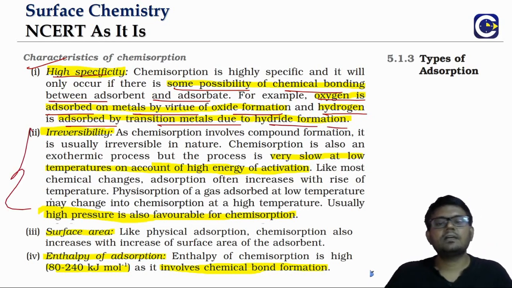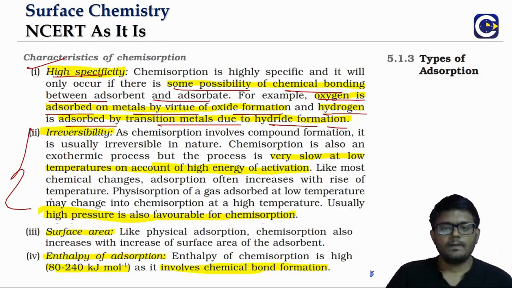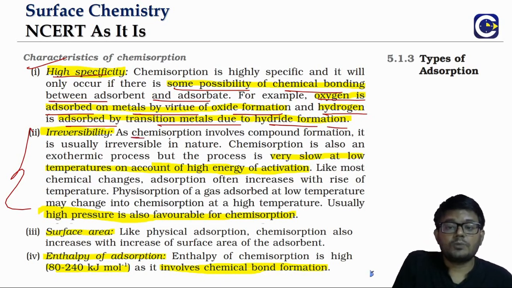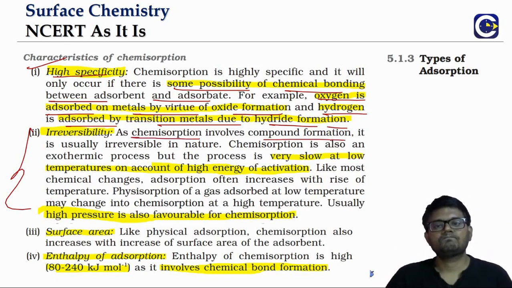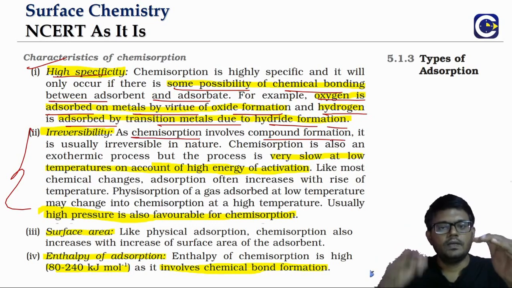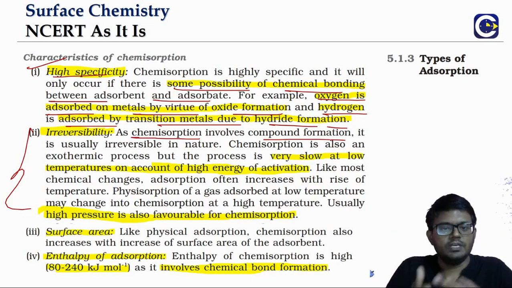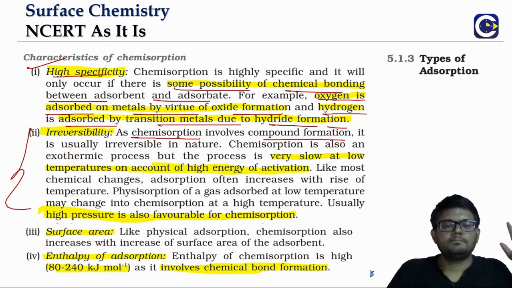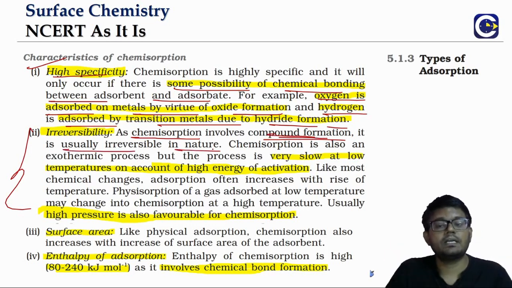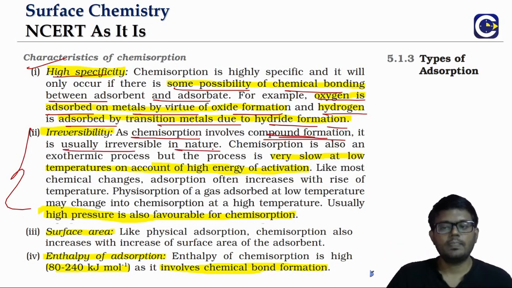And the other characteristic feature is, the physical adsorption, we can say it's easily reversed. Whereas a chemical adsorption involves a compound formation. In case of physical adsorption, at low temperature the particles will come and settle. If you increase temperature, the particles will move away. It can be easily reversed. But since there is a chemical compound that is formed, it is irreversible in nature, usually.